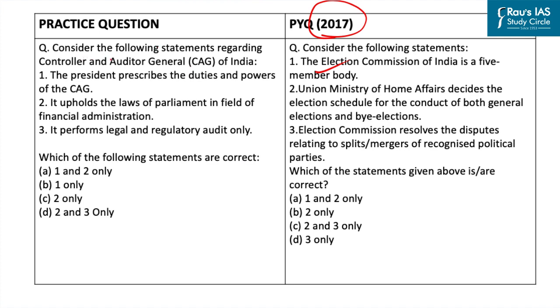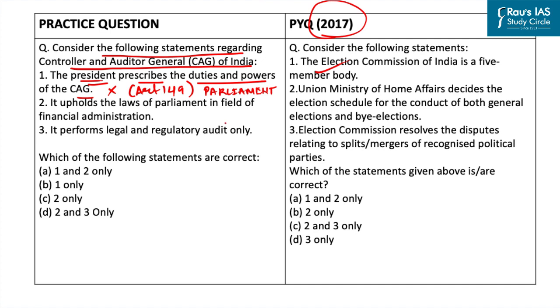The practice question here says, consider the following statements regarding the Comptroller and Auditor General of India. The first statement here is, the President prescribes the duties and the powers of the CAG. Now, this statement is incorrect, as the Indian Constitution under Article 149 authorizes the Parliament to prescribe the duties and the powers of the CAG in relation to the accounts of the Union and that of the states.